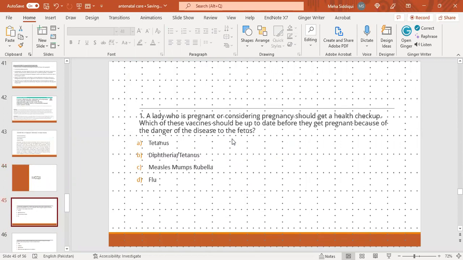MCQ number 1. A lady who is pregnant or considering pregnancy should get a health checkup. Which of these vaccines should be up to date before they get pregnant because of the danger of the disease to the fetus? A. Tetanus. B. Diphtheria tetanus. C. Measles, mumps, rubella. D. Flu. A. B is the more appropriate option.